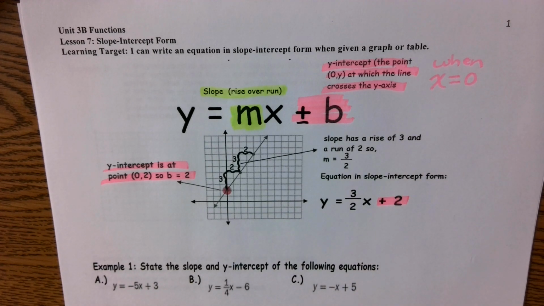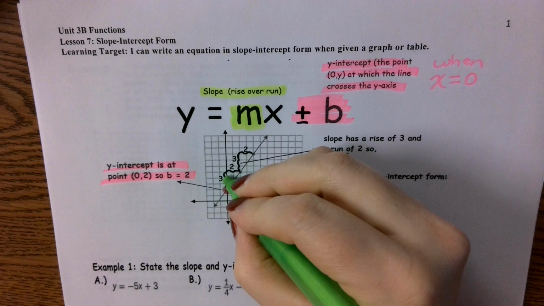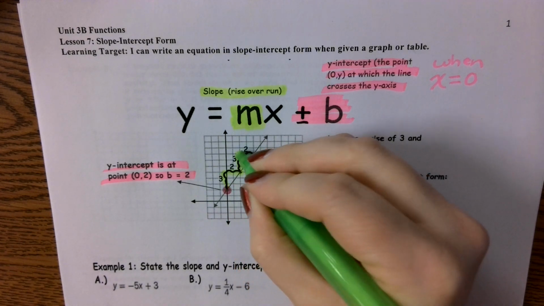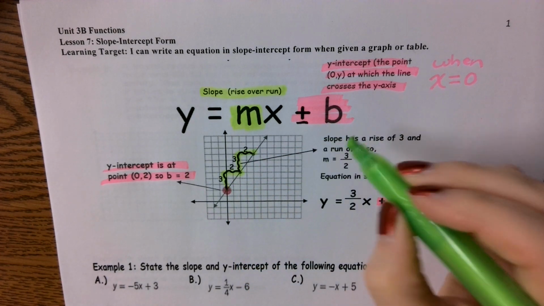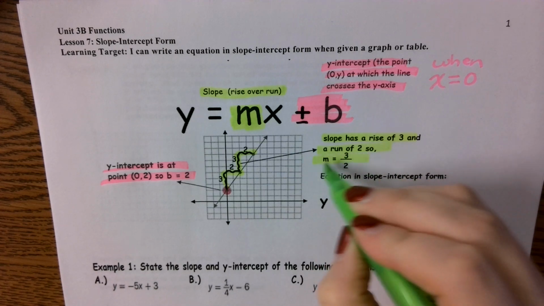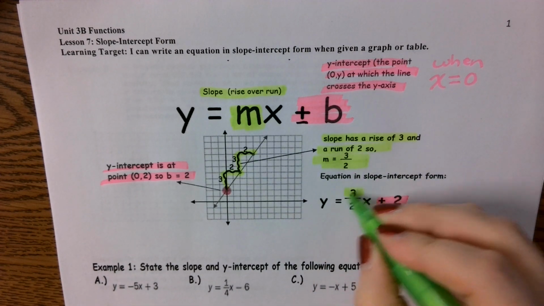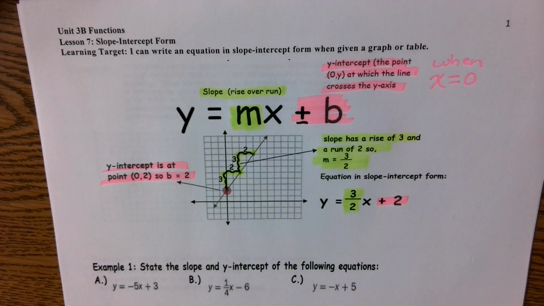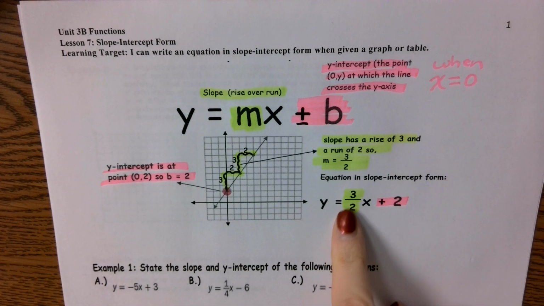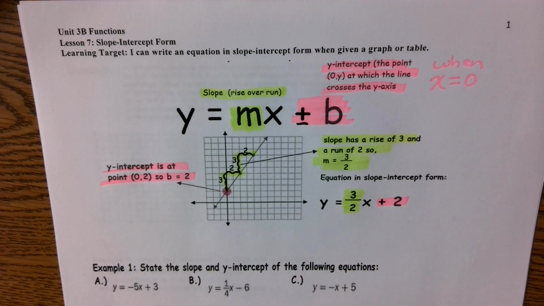And then our slope happens to be going up 3 to the right 2, and it's moving in a positive direction. So there's our slope of positive 3 over 2. So we put that in for our m value. And that gives us our equation, y equals mx plus b. Y equals 3 halves x plus 2.